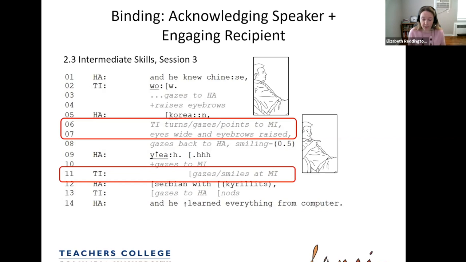So in this case, then, we can see a teacher continuing to align with and respond to one student's extended contribution. But at the same time, by nonverbally connecting this contribution to an aspect of another student's identity, the teacher is also able to acknowledge and attend to engaging other recipients.